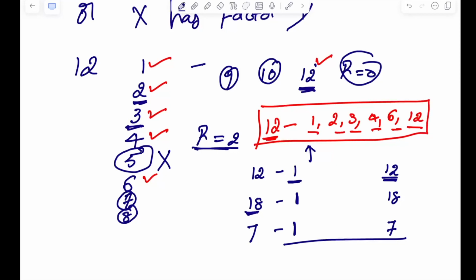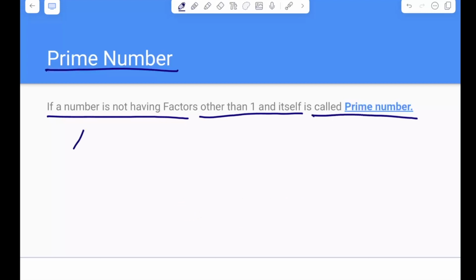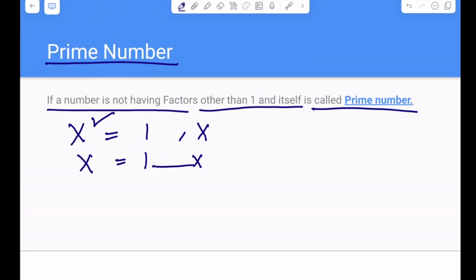Now let us learn what is a prime number. If a number does not have any factors other than 1 and itself, it is called a prime number. So if the number x has only factors 1 and x, then the number x is called a prime number. It means it doesn't have any factors between 1 and x. If we are not able to find any factor between 1 and x, then the number x is called a prime number.